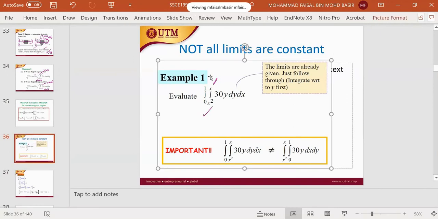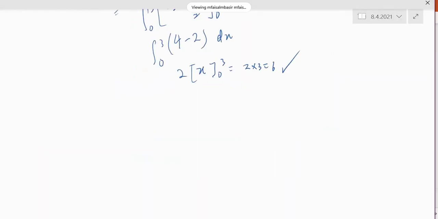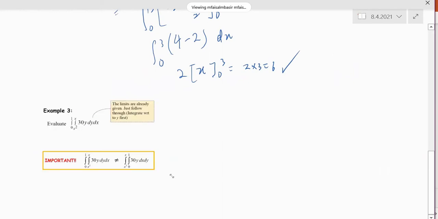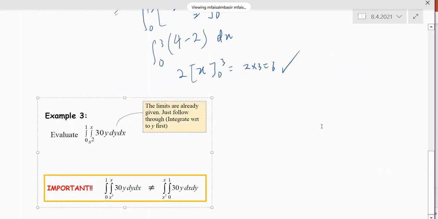See here, before, in the rectangular region, we had constant limits. Now we have limits that are functions of x or y. For this, they already give you the limits directly, so let me try this. You don't need to find the limits.